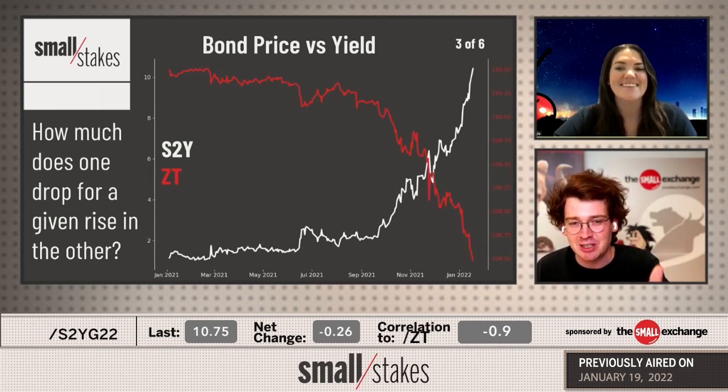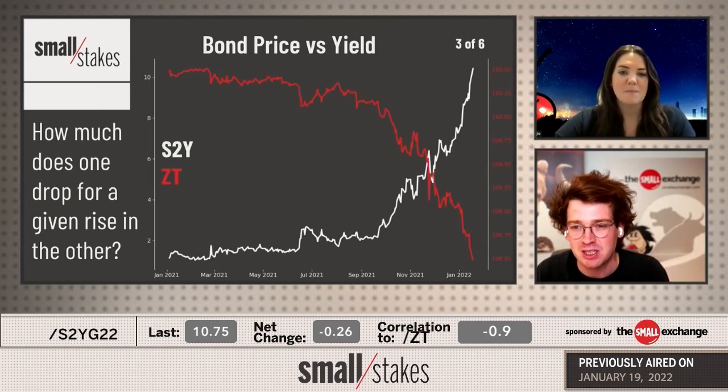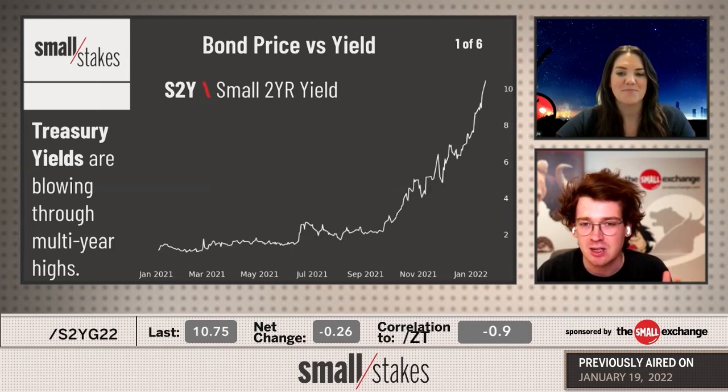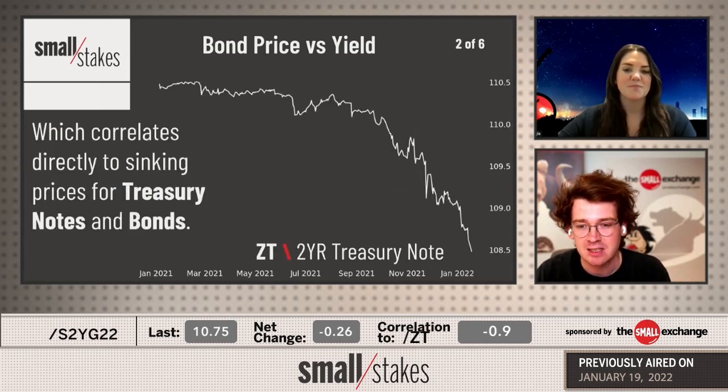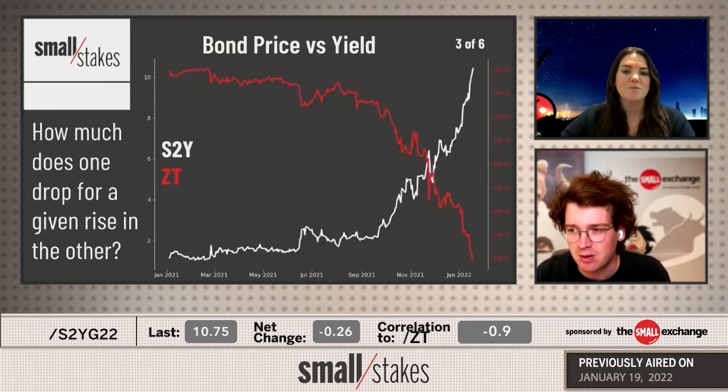And this is the charts laid on top of each other. You can see that they're direct mirror images here. You're like, oh, yields are up big. Wow, craziness. Notes are down big. What does this all mean? They're direct reflections of each other.